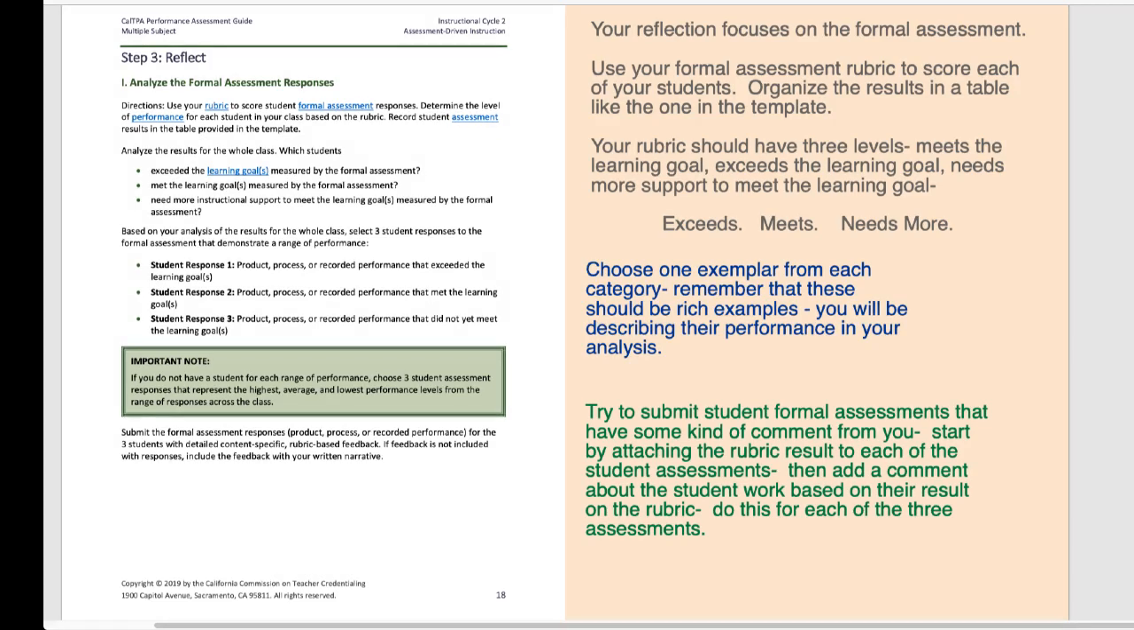First off, analyze the formal assessment processes. It says directions: use your rubric to score student formal assessment responses. Determine the level of performance for each student in your class based on the rubric. Record student assessment results in the table provided in the template. All right, so it's all about the formal assessment here.